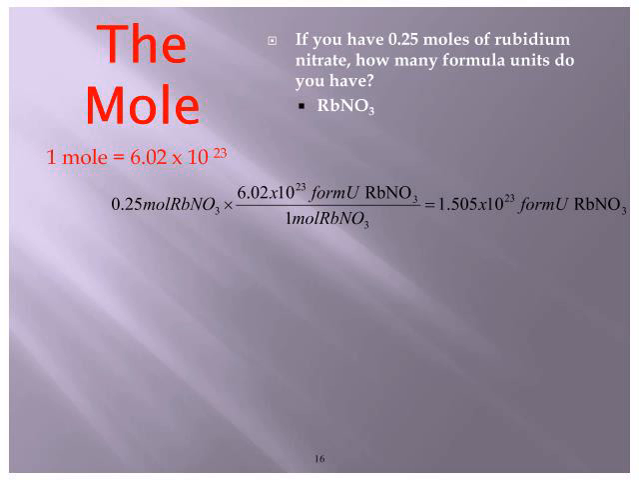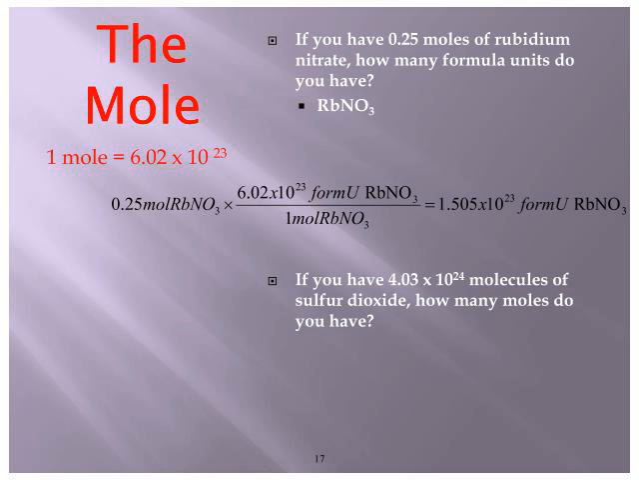So I set up my 0.25 moles. I want formula units, so that goes on top over 1 mole, and I multiply across the top and divide by the bottom, and I got 1.505 times 10 to the 23rd, and those are formula units.